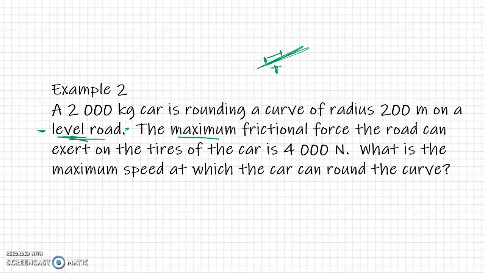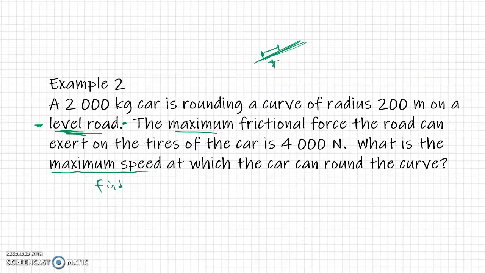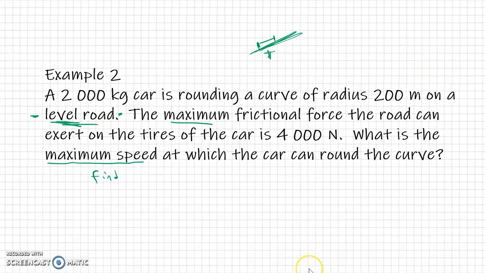We have a maximum frictional force the road can exert on the tires. Now, we'll get to this when we talk about the understand part, but this is not slowing the car down. And again, we'll get to that in just a moment. So what we want to know here is what is the maximum speed? So this is our find. And what they can go around this corner. All right, so let's scroll down here and let's see what we understand.